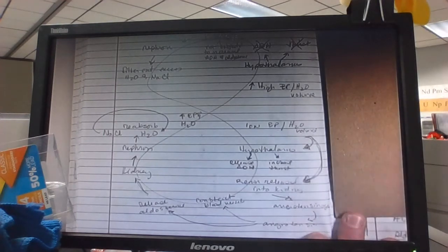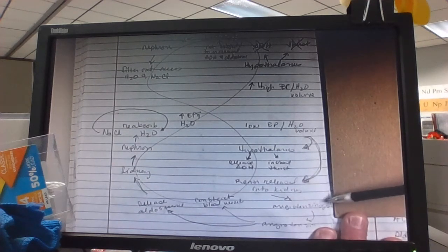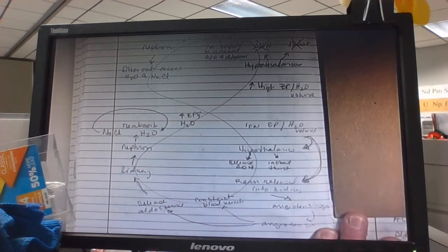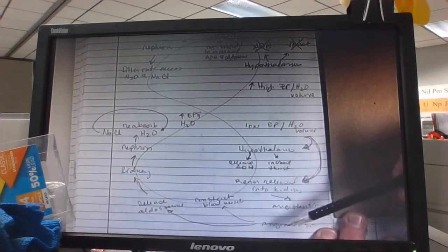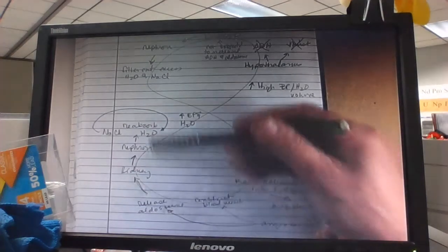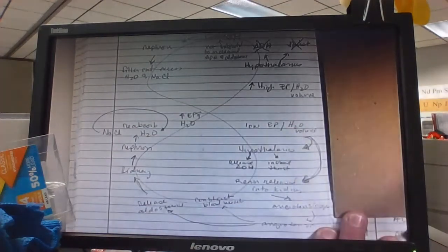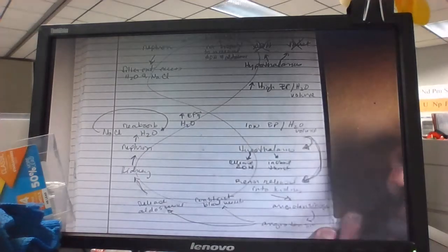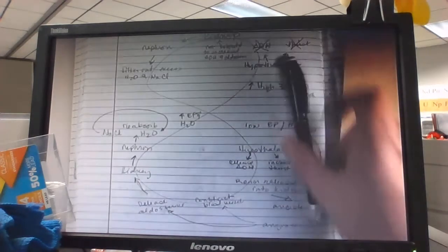Renin is released into the kidney. When that compound is released into the kidney, it turns angiotensinogen into angiotensin. Angiotensin then is a molecule that's going to affect your blood vessels, and it's going to affect your adrenal gland to produce aldosterone.